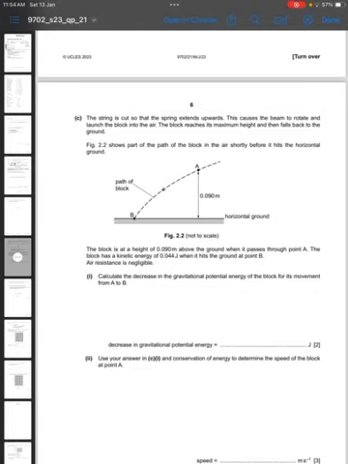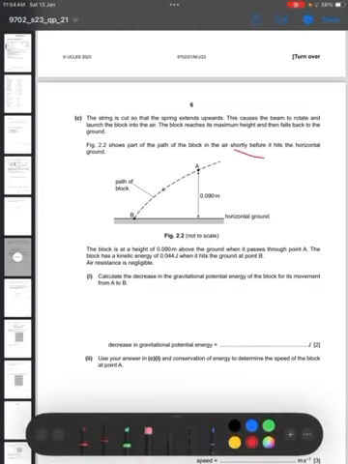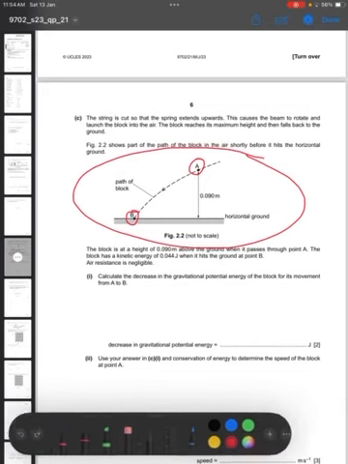This diagram here, as you can see, is the one they are talking about. They say that it shows the path of the block in air shortly before it hits the ground. So it is hitting the ground here at B. Here it has not yet hit the ground, but as you can see by this arrow, it is going towards the ground.